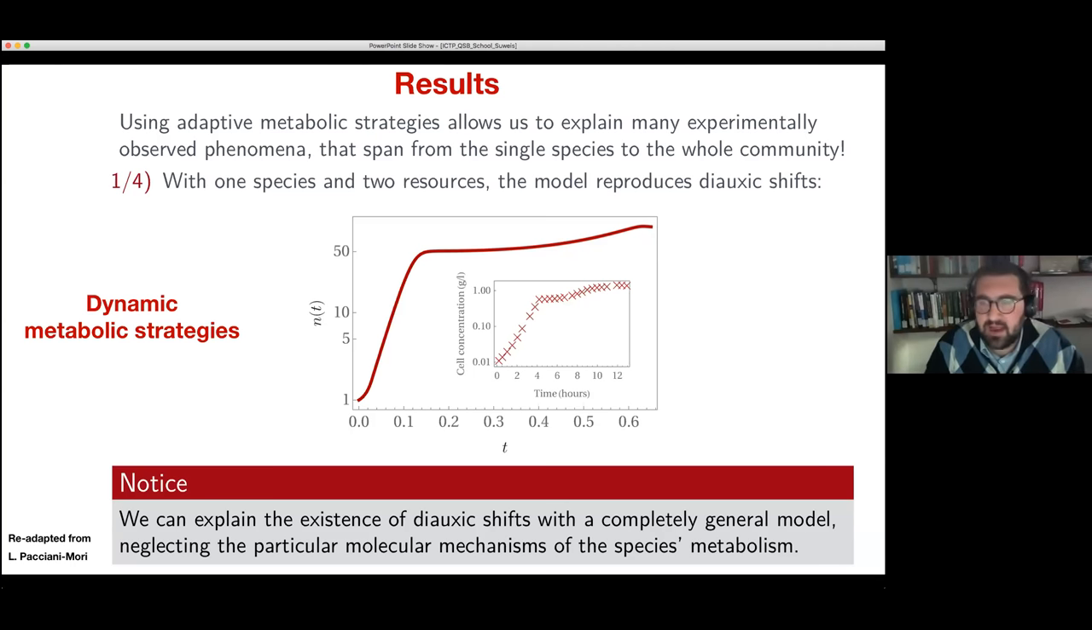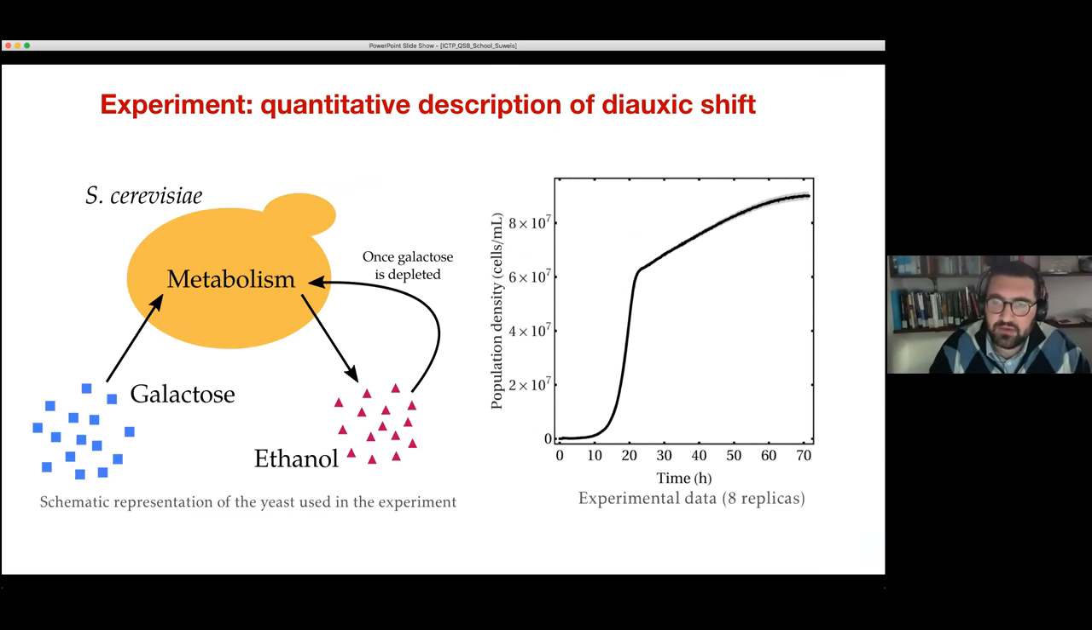But this is not only qualitative. Actually, Leonardo, together with Andrea, performed an experiment where they have S. cerevisiae that eats galactose and, as a waste, produces ethanol. When galactose is depleted, the cerevisiae eats the wasted ethanol. So first it grows on galactose, then it grows on ethanol, and these are 8 replicas of the experiment in the growth, so you can actually see very well this diauxic shift.